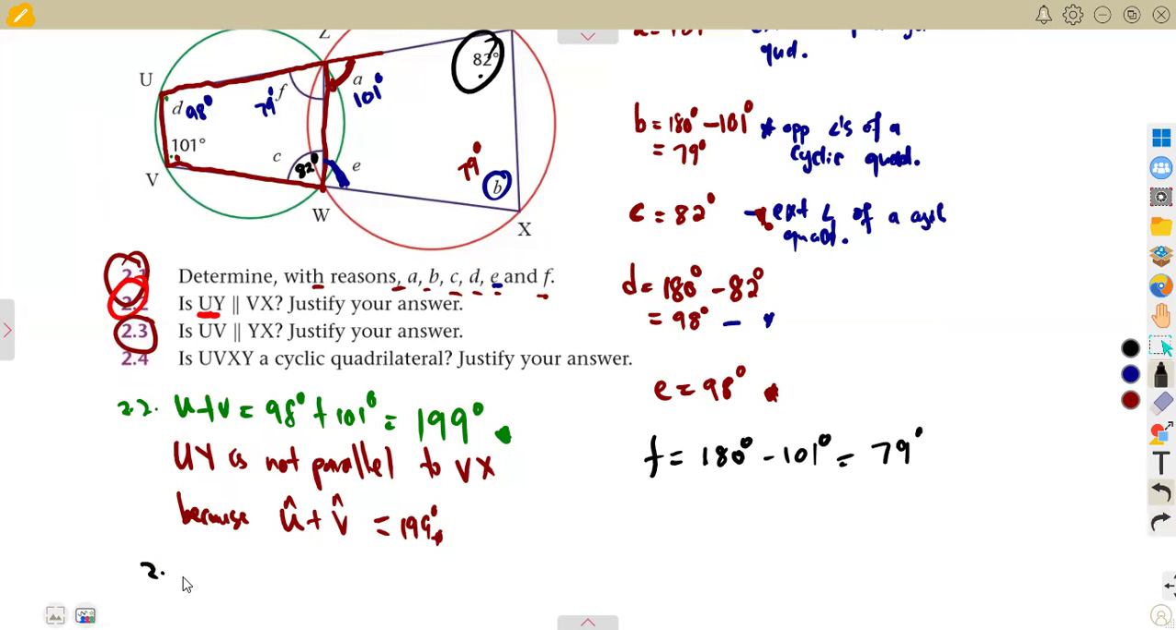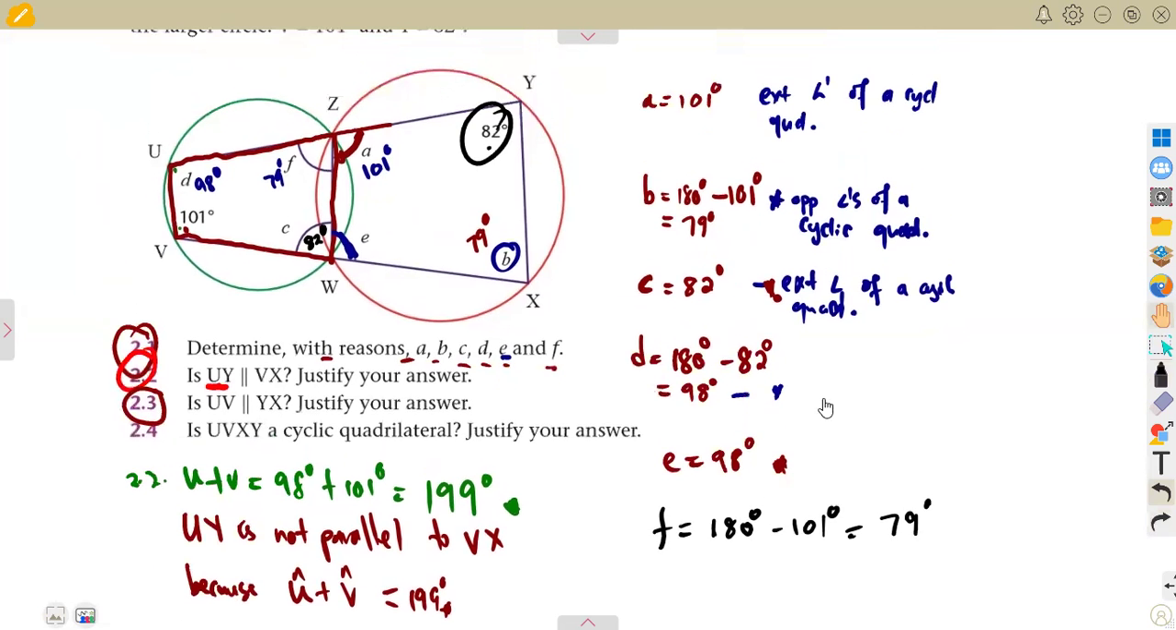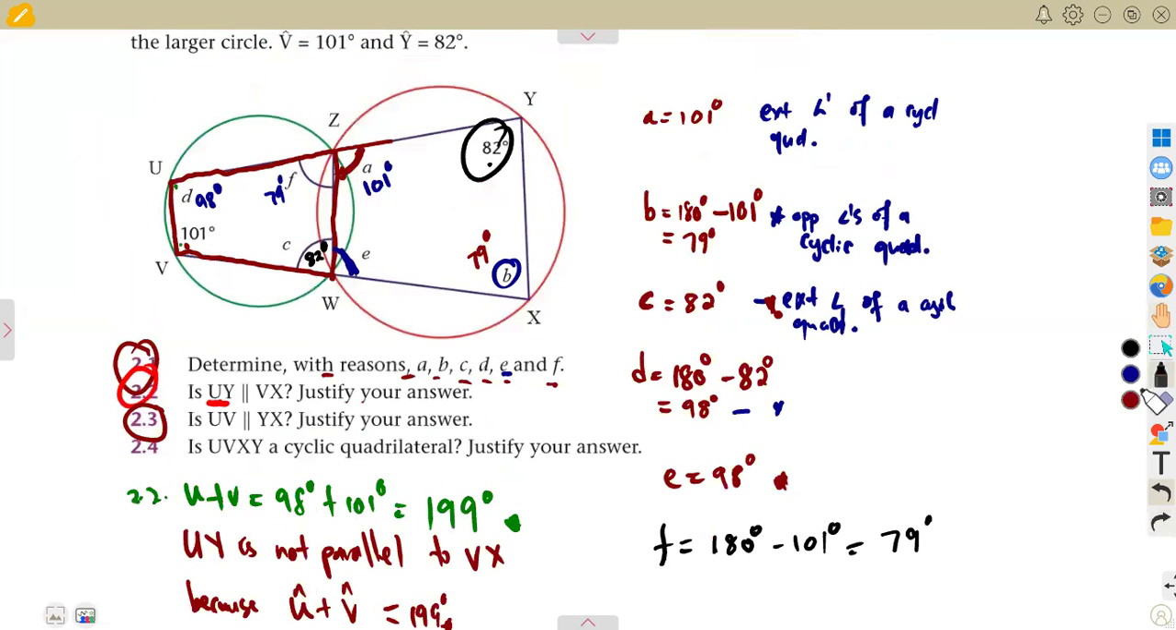Let's move on to 2.3. Is UV parallel to YX? UV, this one, and YX, this one. So you're going to use the same concept. This is our line UV, and this is our line YX or XY. Is it parallel? Let us consider. Remember, we said if they are parallel, co-interior angles must add up to 180.